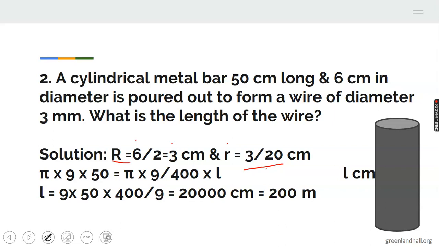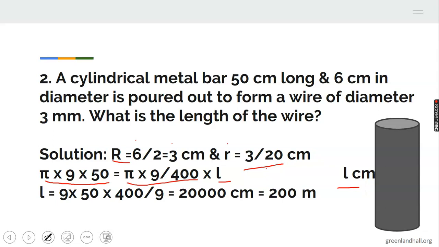So the volume of the bigger cylinder is pi r squared, that is pi times 9, that is 3 times 3 will give us 9, then times 50, and this will be the same as pi r squared here. It will be pi times 3/20 all squared. That would be 9 over 400 times the length, which is L. I represented the wire length as L.